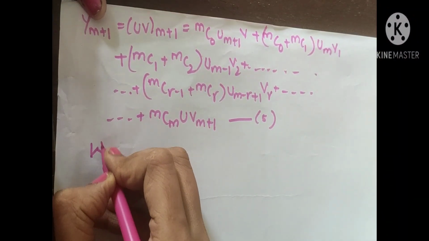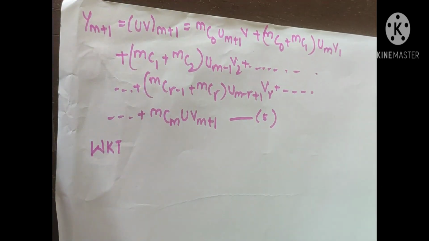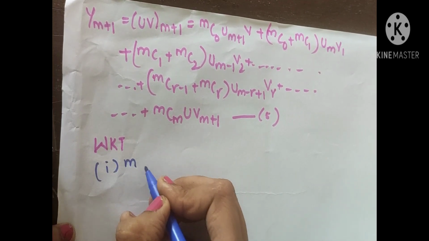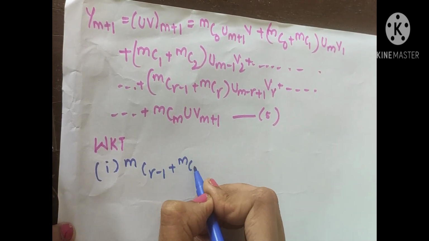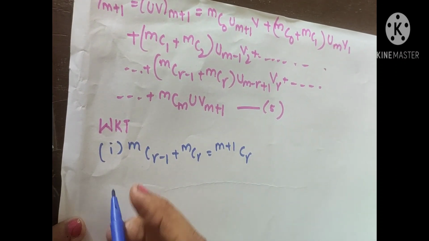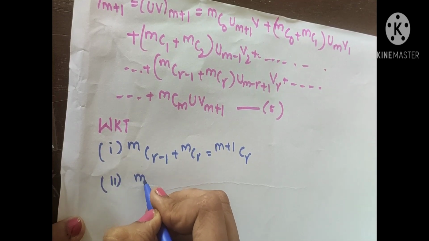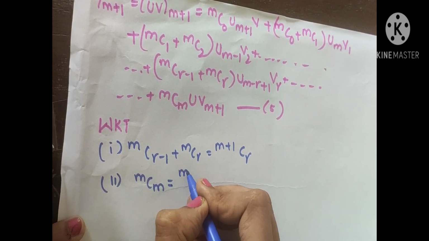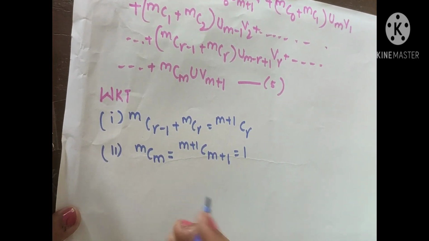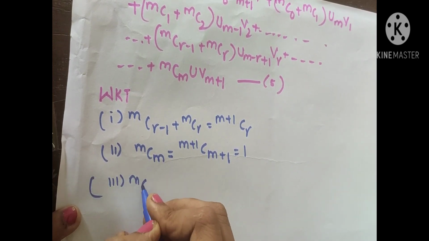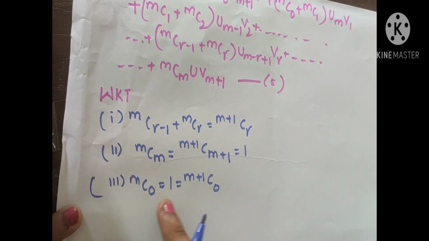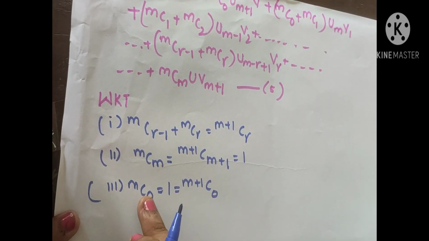We know that mC(r-1) plus mCr equal to (m+1)Cr. These are the combination rules, properties you are getting. Okay, and mCm can be written as (m+1)C(m+1), and this is equal to 1. Both are equal to 1. And the third one is mC0 equal to 1, and also (m+1)C0 is equal to 1.